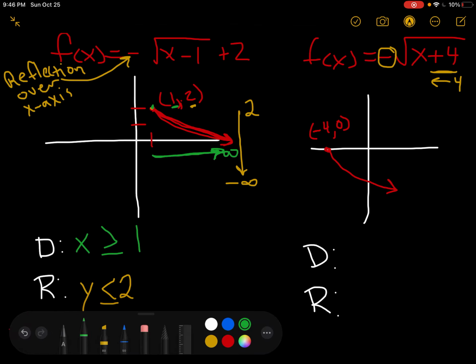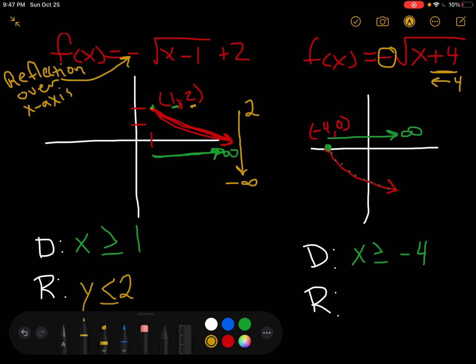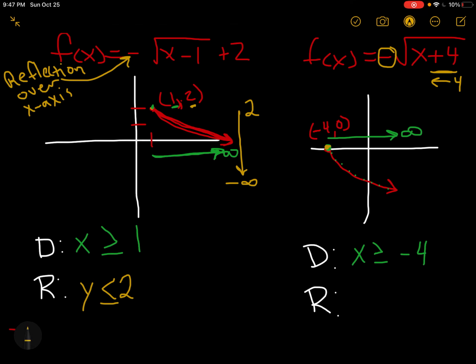This time we'll start with the domain. Again, we'll see that the domain is going to start here at negative 4, and it's going to head towards positive infinity. How do I know? We follow the graph. It's heading towards positive infinity. So x is going to be greater than or equal to negative 4. And my range, which is going to start here at 0, is going to go down. Again, follow your graph. See that it's going down, and it's going down to negative infinity. So my range is going to be y less than or equal to 0.